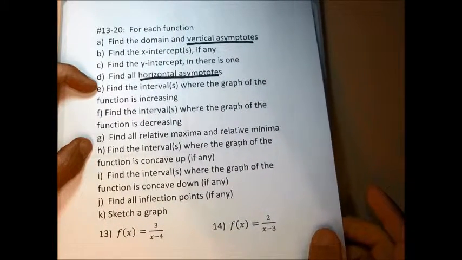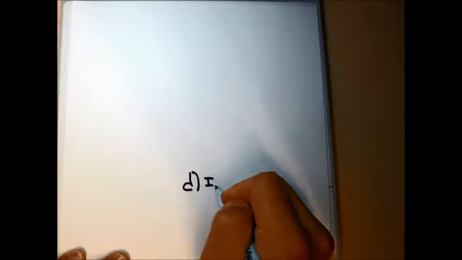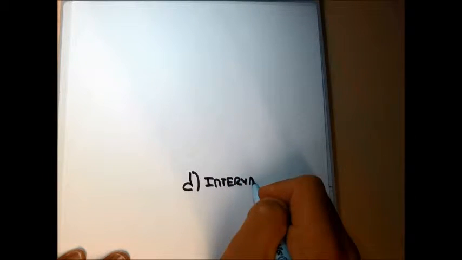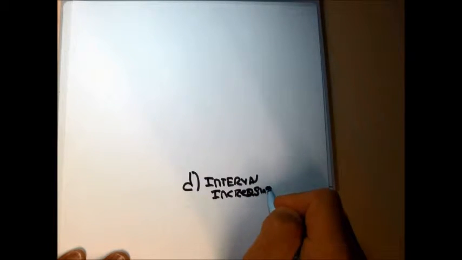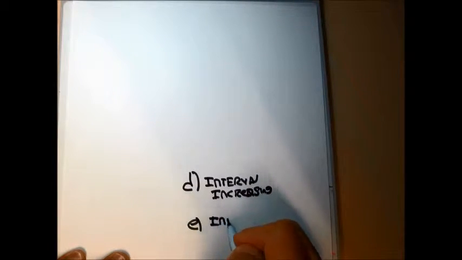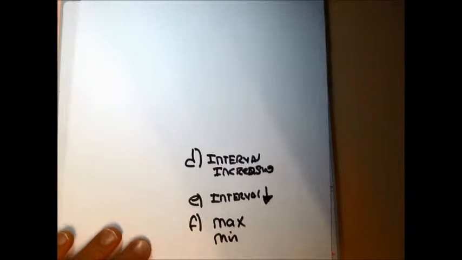The next parts are E, F, and G: the intervals where the graph is increasing, decreasing, and the relative maximums and minimums. So I need a first derivative for that. As I go down, for the interval increasing in part E, the interval decreasing, I'm just going to start using arrows for those rather than writing the words. In part F, the maximums and the minimums, those all require the first derivative.